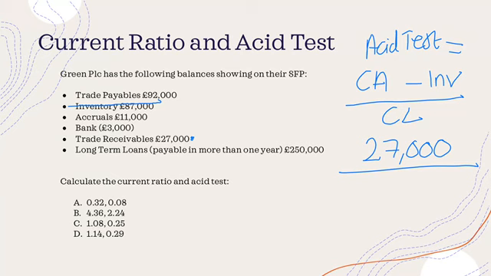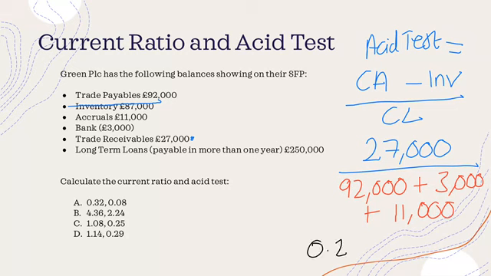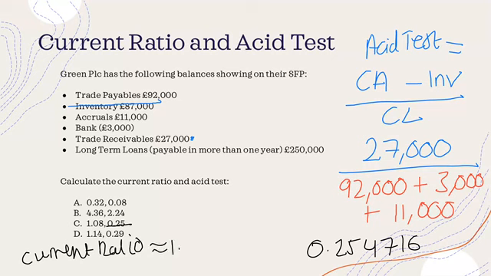Divided by our current liabilities, which is 92,000 plus 3,000 plus 11,000. This is all in pound sterling. And this gives us an answer of 0.254716, which would give us an answer of 0.25 for our acid test. Our current ratio rounded was 1.08, rounded up. So our answer for this question is C.